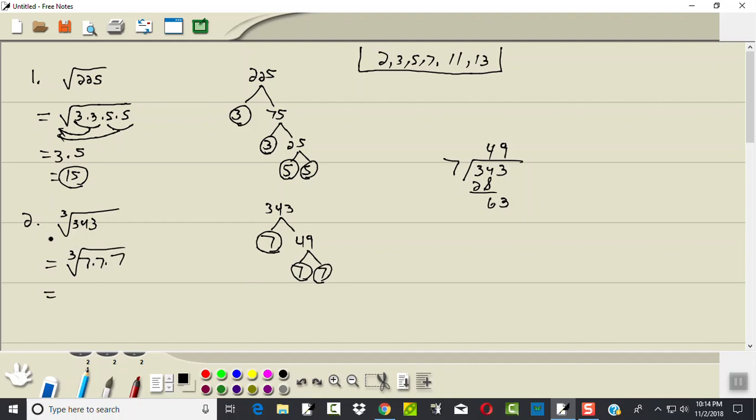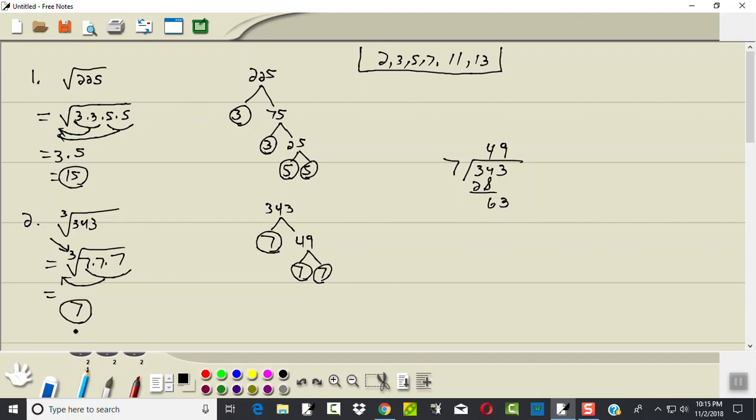Now our index is the number in this little slot right here. And this tells you how many you're looking for. Now the square root, we're looking for a pair of somethings. Here we're looking for a set of 3 of something. In this case we have three 7s. So three 7s is going to come out in front, and our answer is 7.